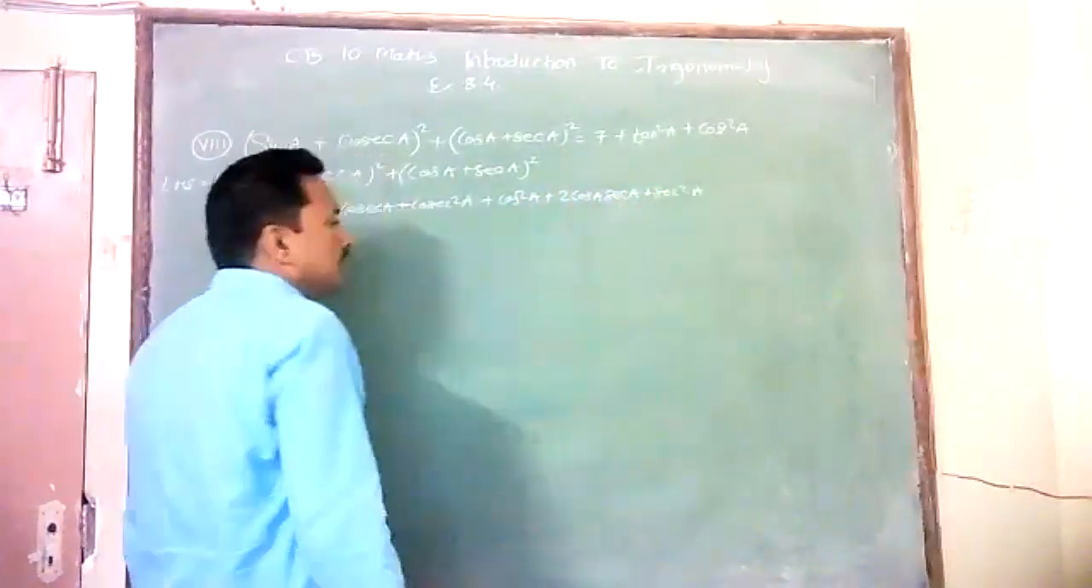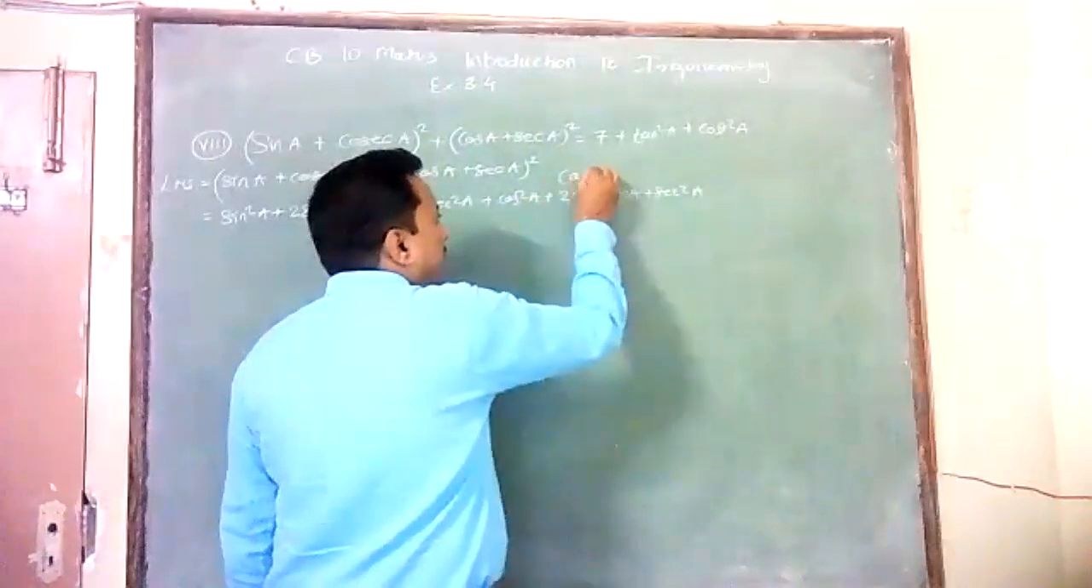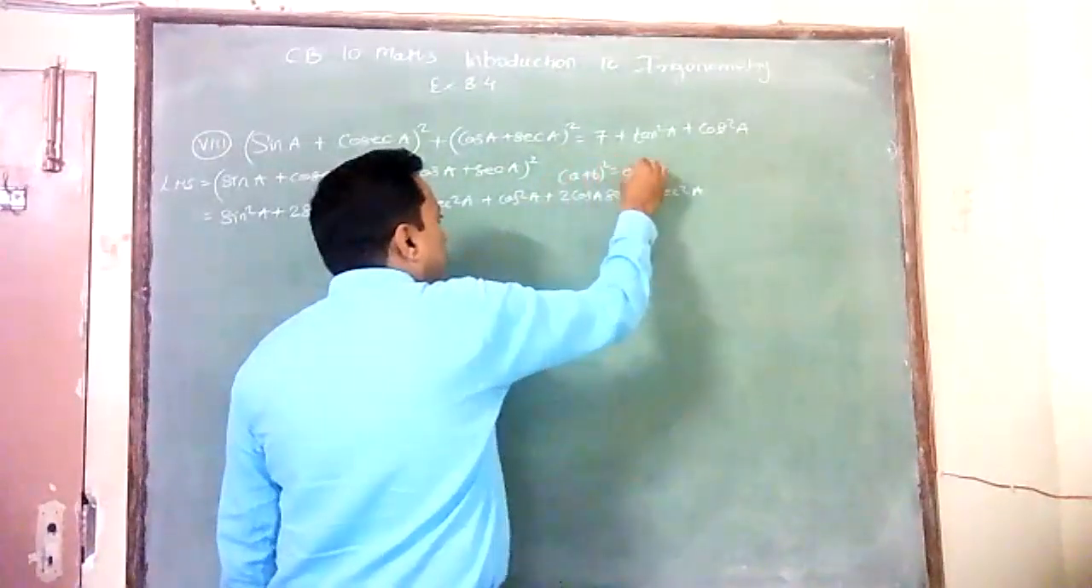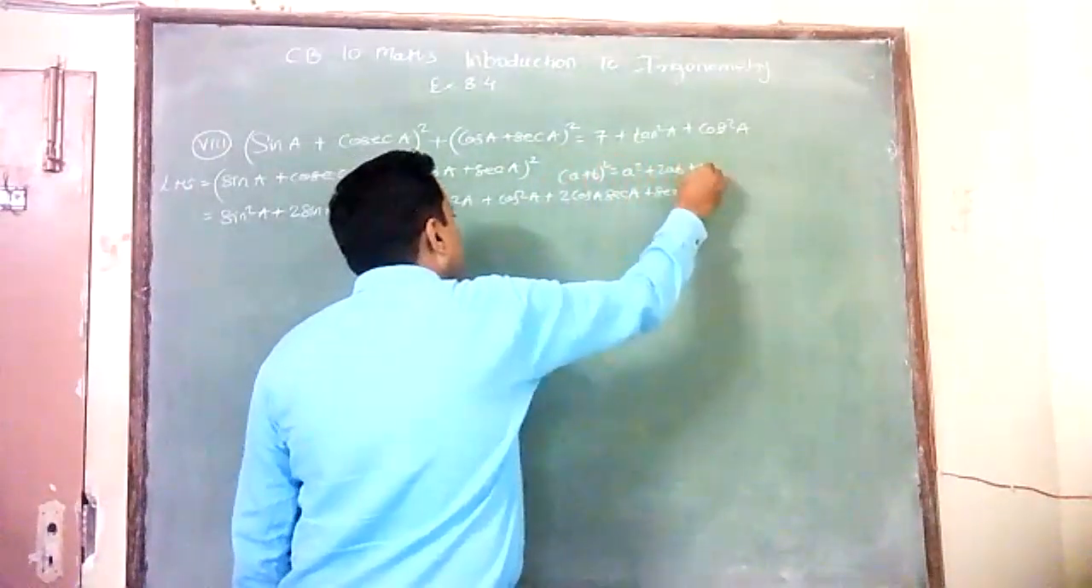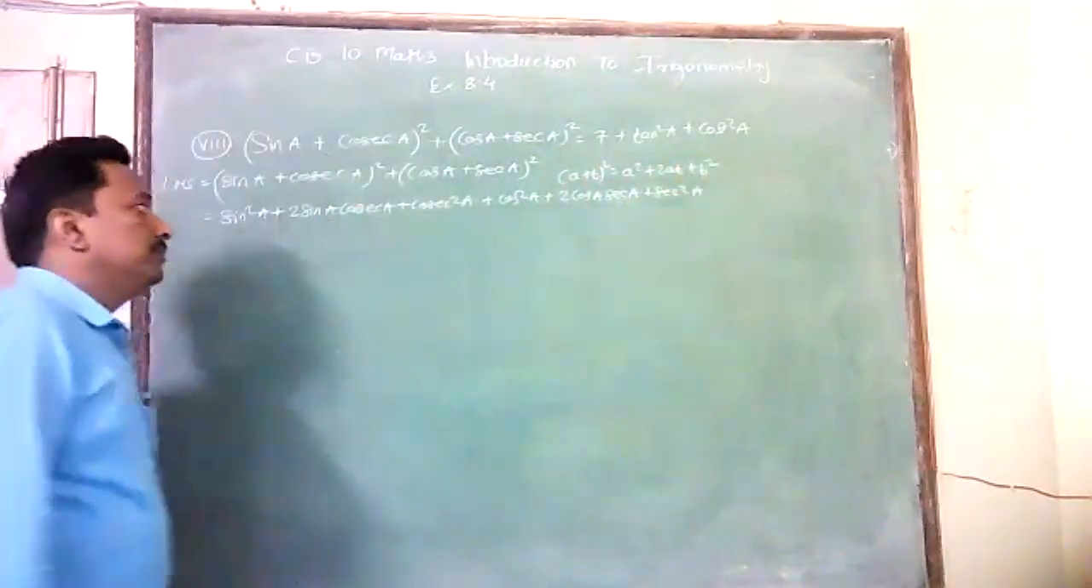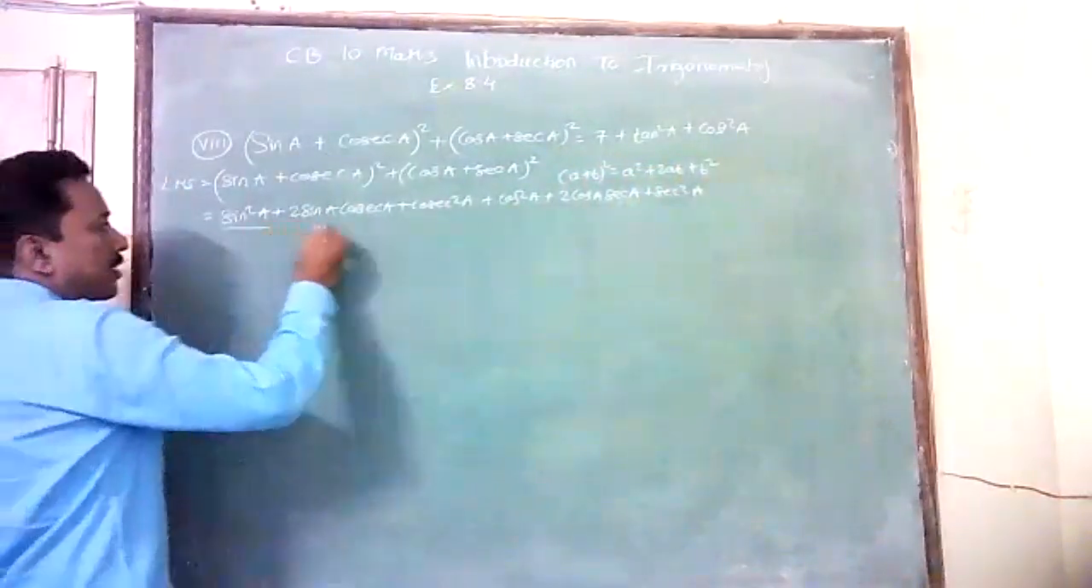We used the identity, कौन सी यूज की? a plus b whole bracket square is equal to a square plus 2ab plus b square. So sin square a plus cos square a is 1.